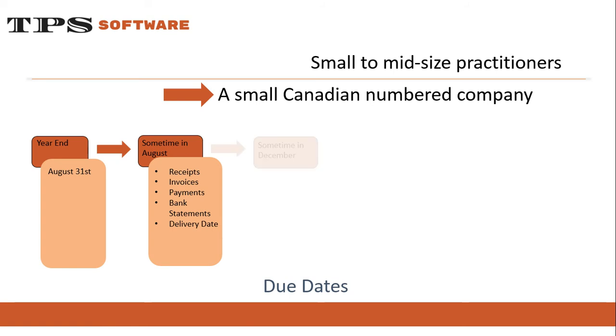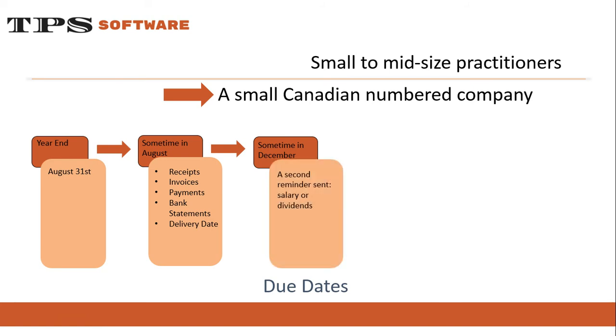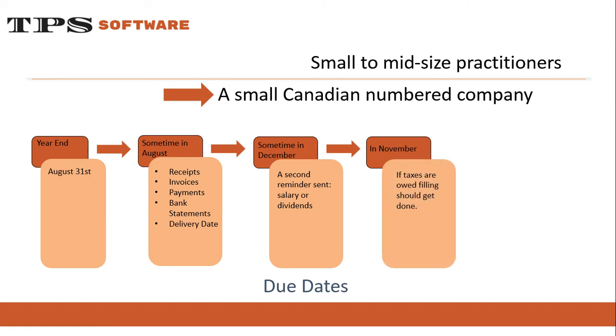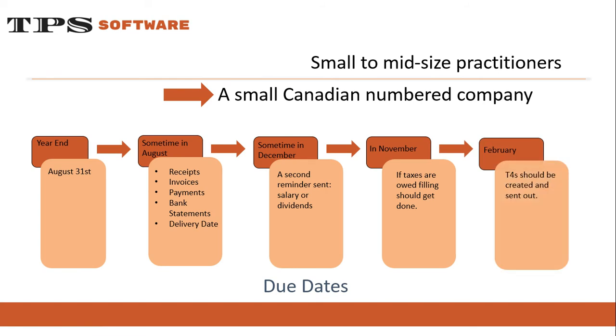Then sometime in December, he sends out another reminder to find out what should be done with the draws, if they will be taken as salary or dividends. So before the calendar year end for the personal tax, he would have an idea where everything is going. In November, the filing should get done if there are taxes owing. If not, it can be pushed out to February. February, the T4 should be created and sent out. So, how would he manage that in TPS?